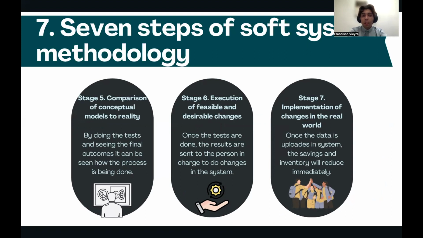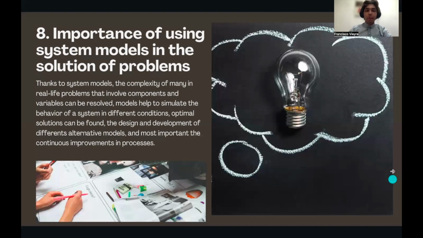The 6th stage is execution of feasible and desirable changes. Once the tests are done, the results are sent to a person in charge to make changes in the system. And the final stage is implementation of changes in the real world. Once the data is uploaded in the system, the savings and inventory will reduce immediately.